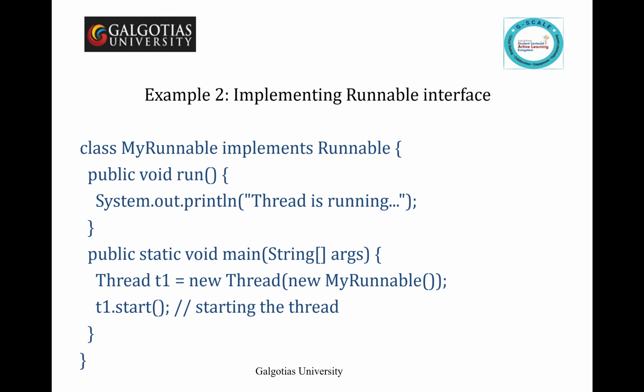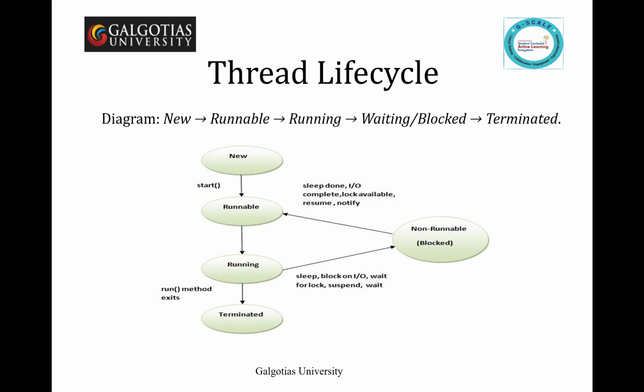The second way to create a thread is by implementing the Runnable interface. Here we implement the Runnable interface and provide the implementation of the run method. Then we create a Thread object and pass the Runnable object to it. Finally, we call the start method. This approach is more flexible because Java does not support multiple inheritance, but interfaces can be implemented easily. In real-world applications, this method is preferred.